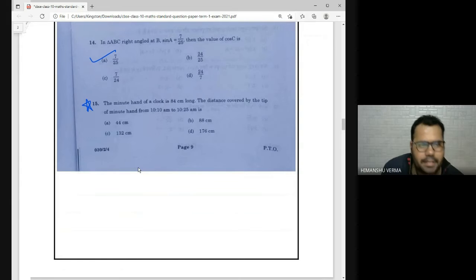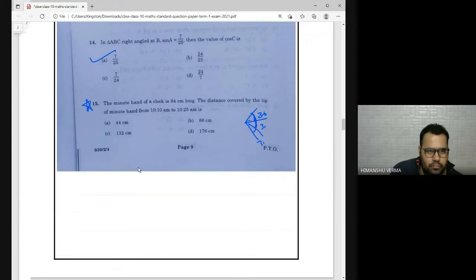The minute hand of a clock is 84 centimeter long. The distance covered by the tip of the minute hand from 10 to 10, 10 to 25. So what is the value of the angle? Each 5 minutes gets a 30 degree angle. So it is a 90 degree angle. In total 12 divisions are there, so 12 times it means a 360 degree angle.